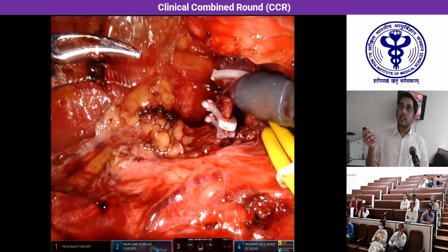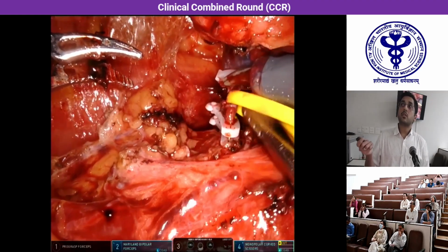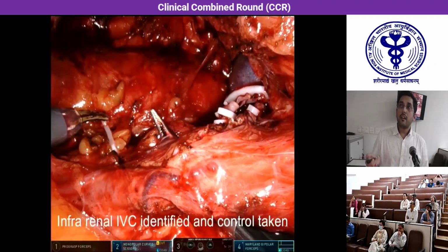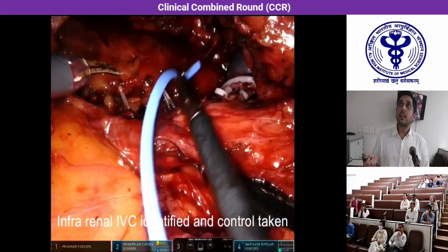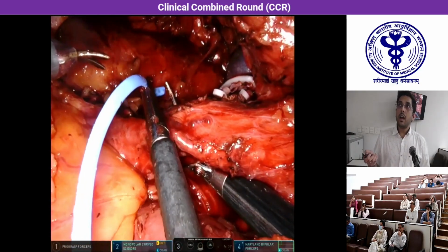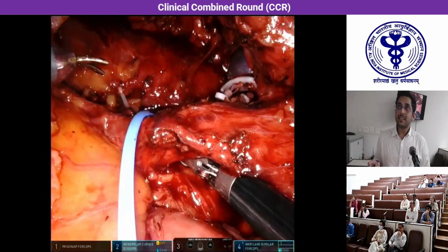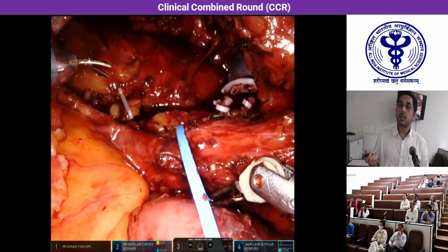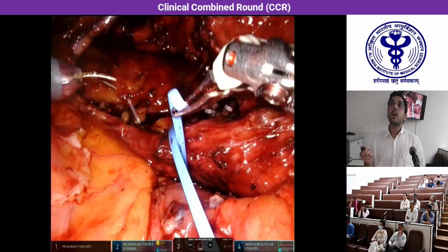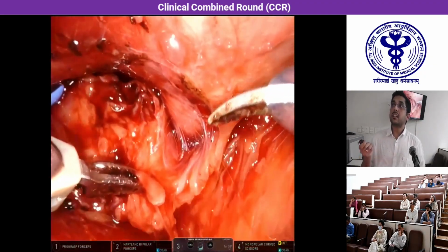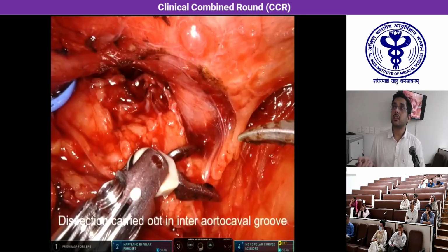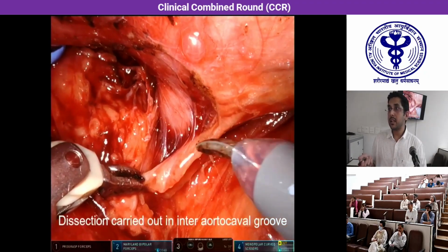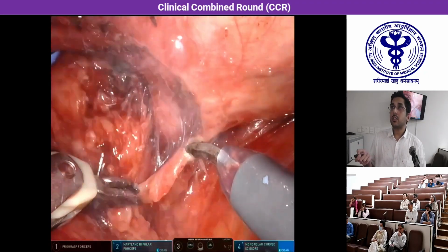To do that, in a case of IVC thrombectomy, we usually control the renal artery in the interaortocaval groove. So we have mobilized the inferior vena cava infrahilar part of it and taken control of it with the rubber sling. What helps with this step is to be able to retract the IVC laterally and enter this medial part of the IVC, where this is the IVC. The aorta is somewhere in this plane, and we are actually in the interaortocaval groove.